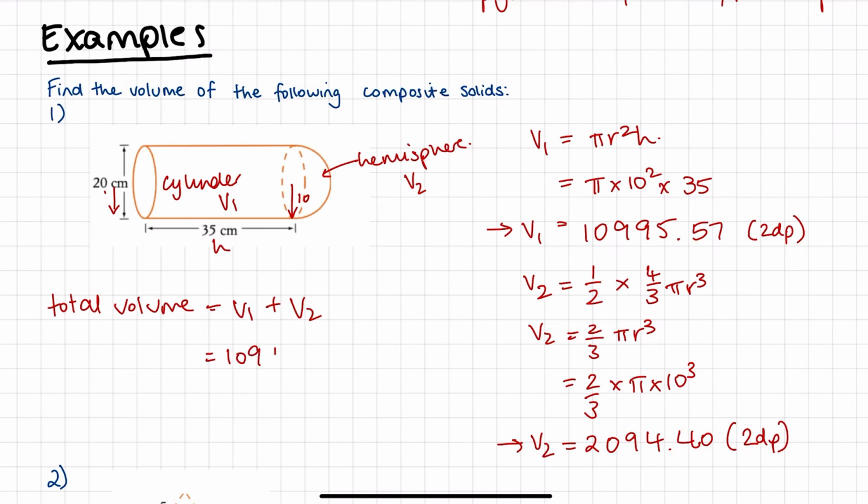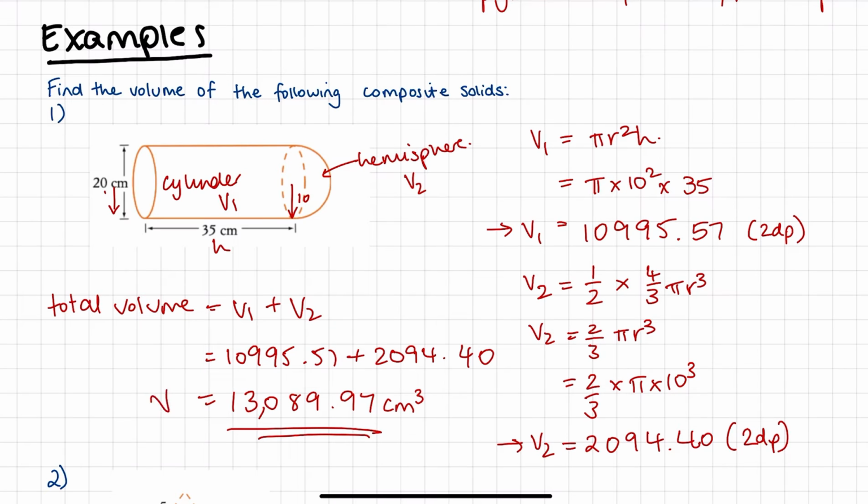We've got 10,995.57 plus 2,094.40. Okay, add that together. You get approximately 13,089.97. Okay, and our units will be centimeters cubed. So that's our total volume for this question.